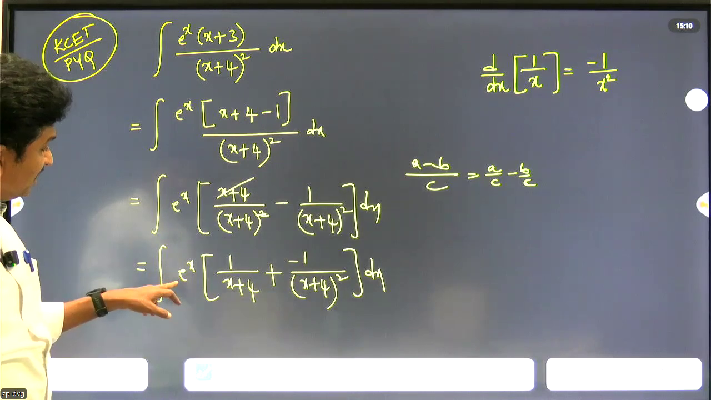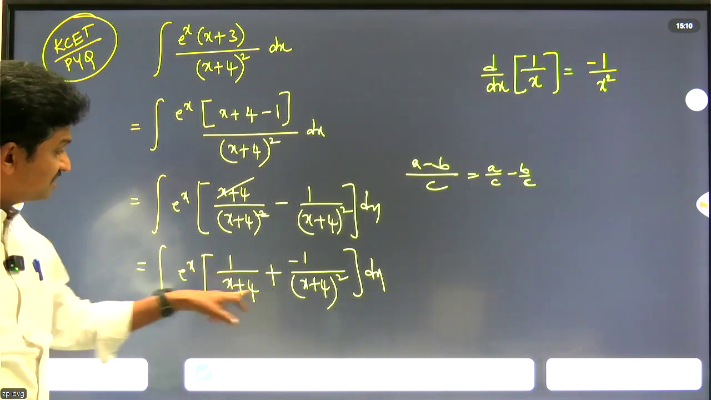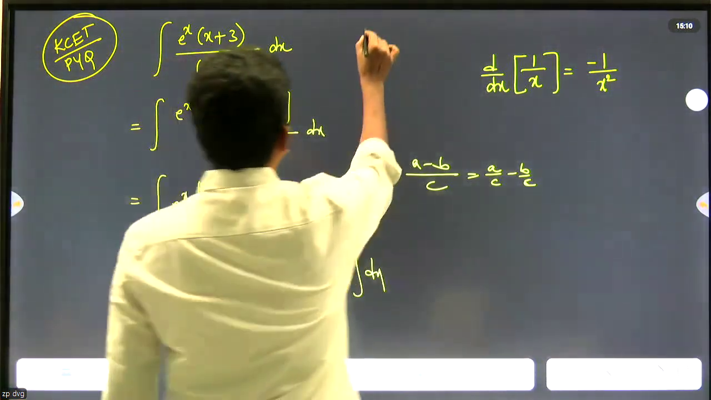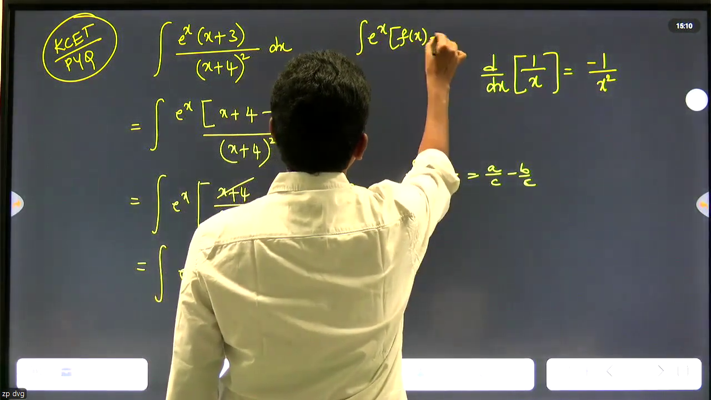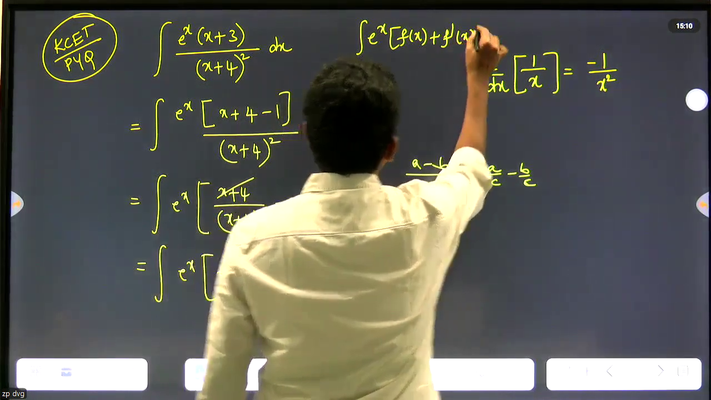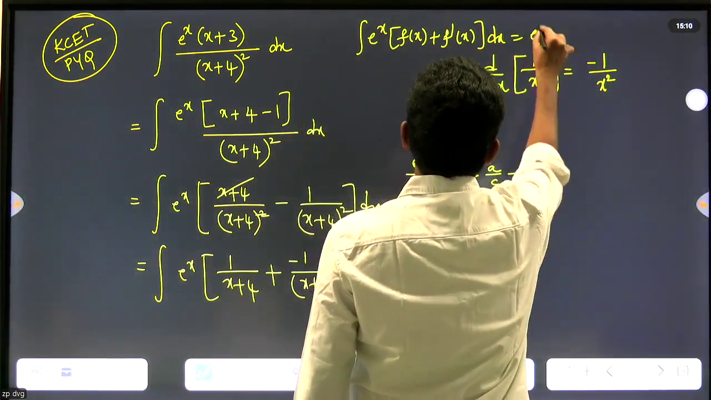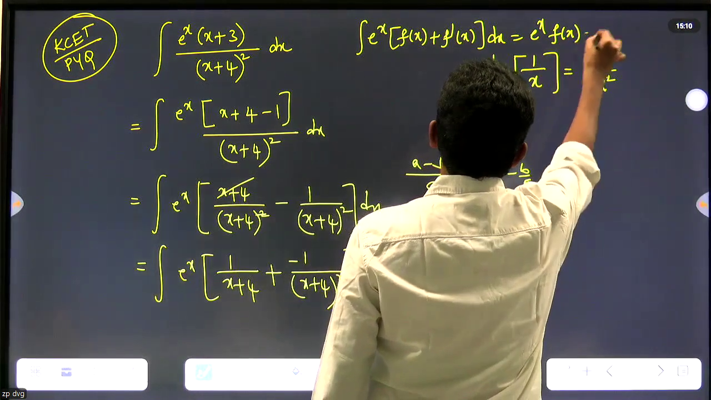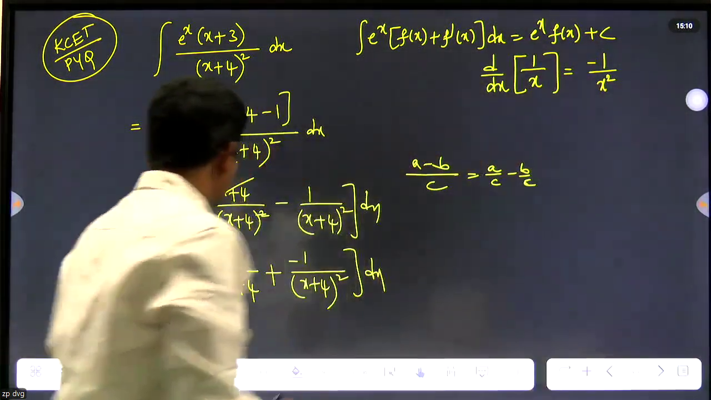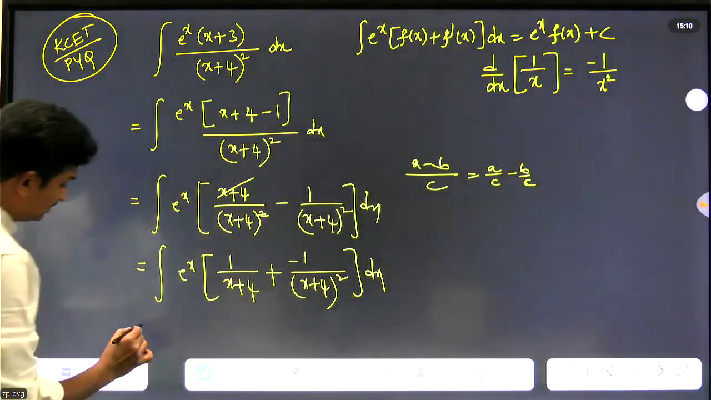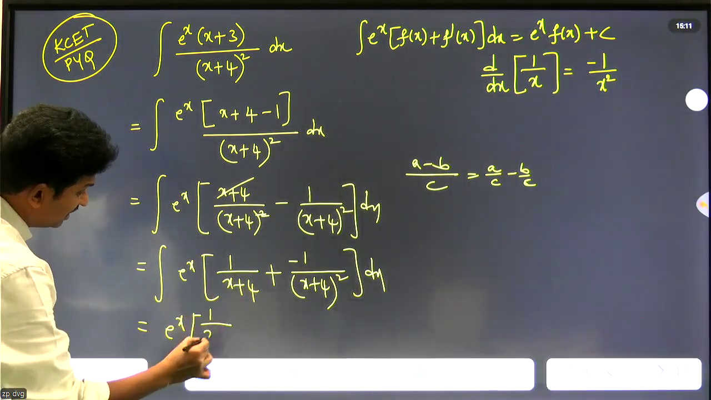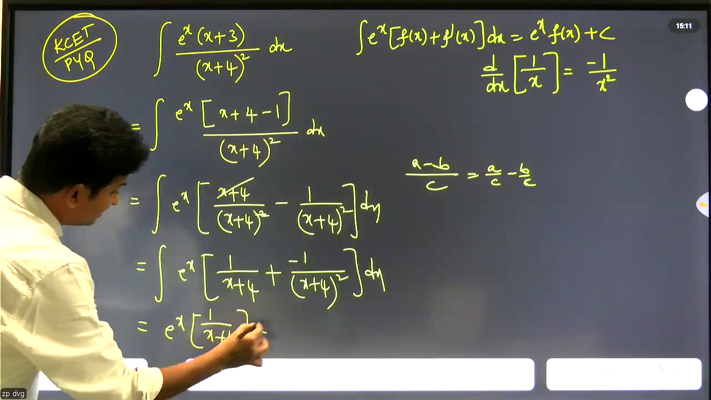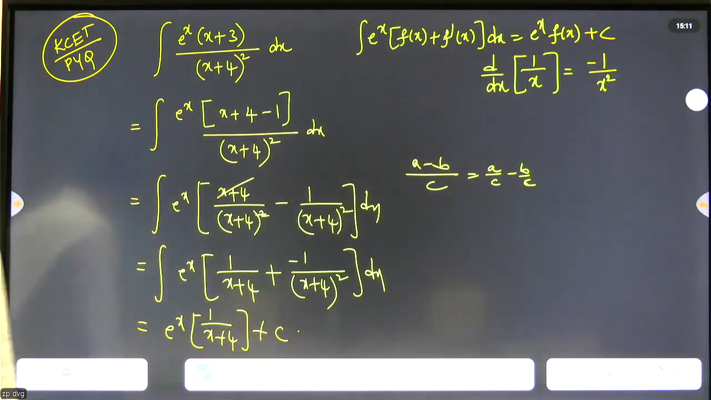So this is of which form? Integral of e power x into this is f of x. Its derivative is there. So this problem is of which form? Integral of e power x into f of x plus f dash of x dx. What is the answer? Answer is e power x into f of x plus c, right? So what is this answer? This answer is e power x into f of x. f of x is what? 1 divided by x plus 4, plus c. This is the right option, right?